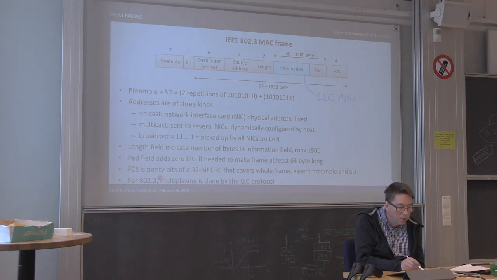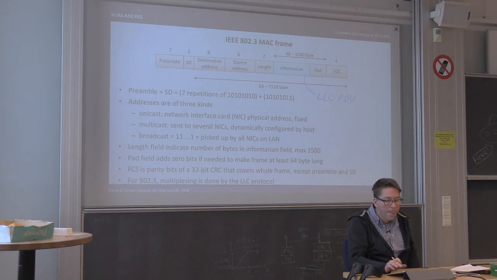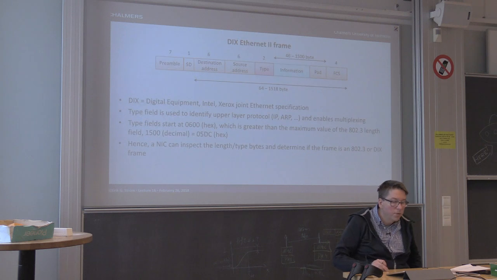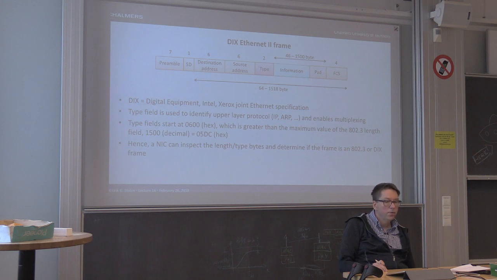It's easy for 802.3 because all MACs in 802.3 have the LLC above it, so there is no multiplexing needed for the MAC. But the LLC could then support IP and other protocols. So, that's encoded here.